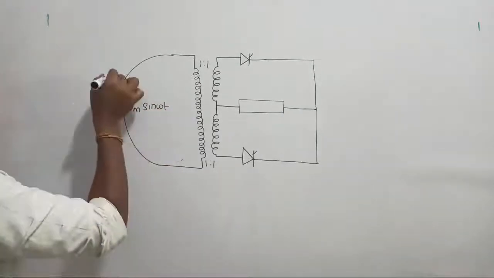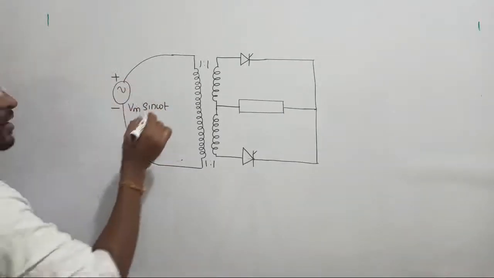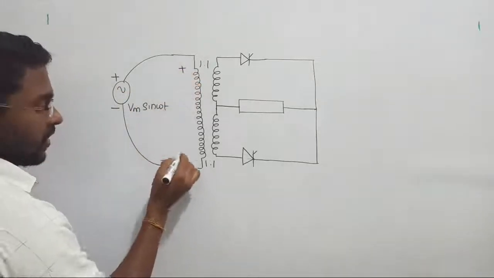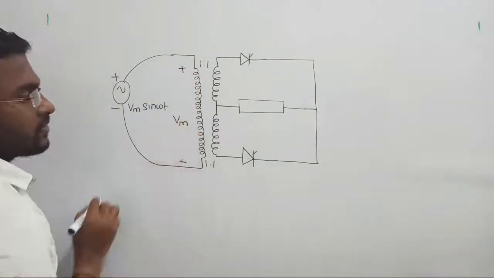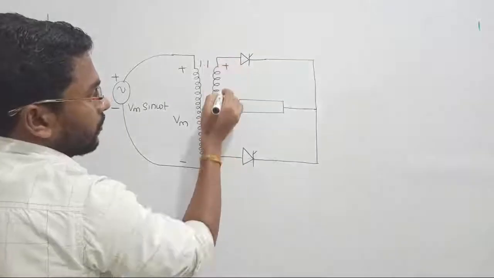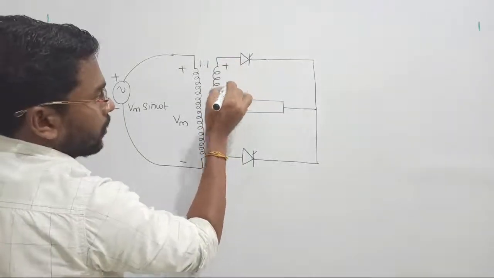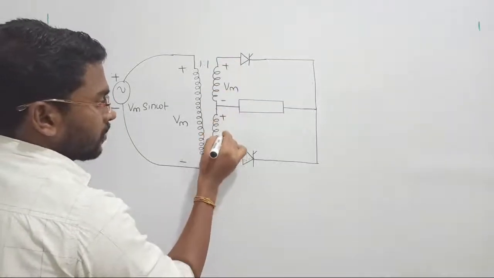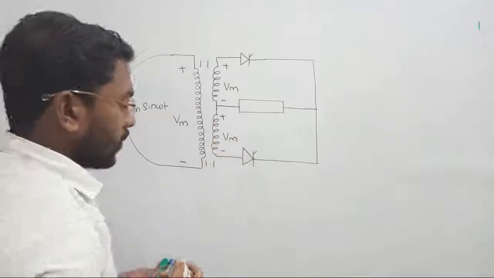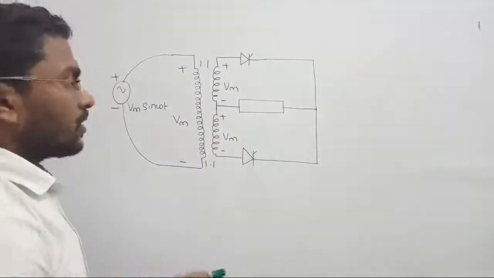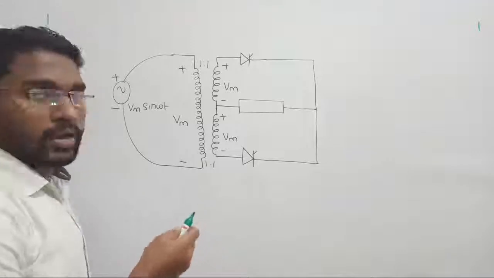When we are discussing a positive cycle, the same positive cycle will be generated here, such that it will become plus or minus Vm, and it will also become plus or minus Vm. Clear? So we are designing the transformer such that either polarity we can design it, right?